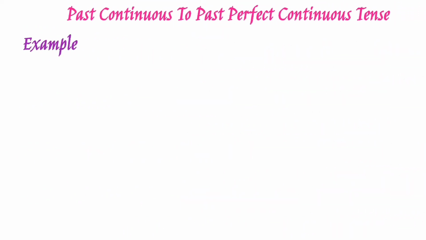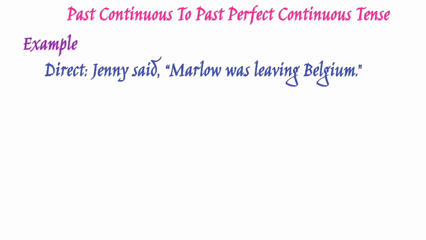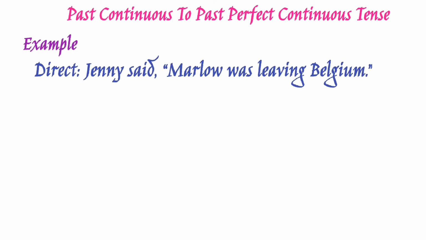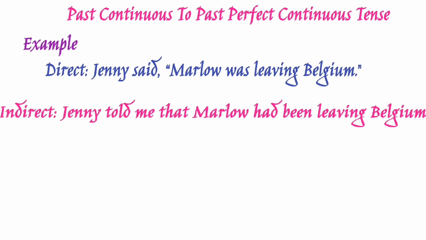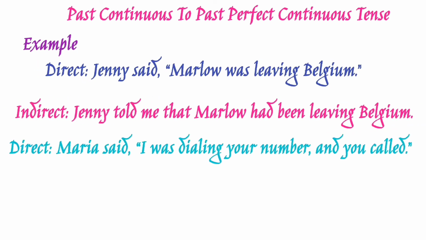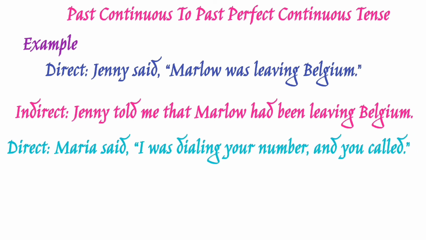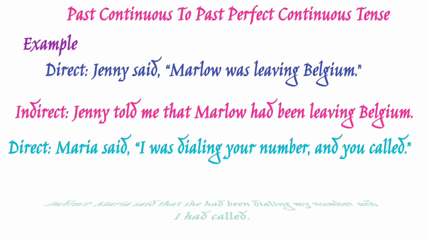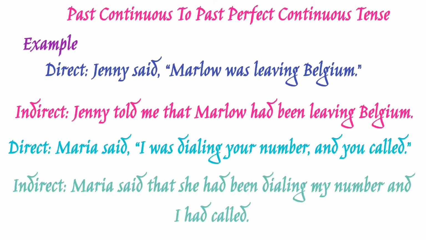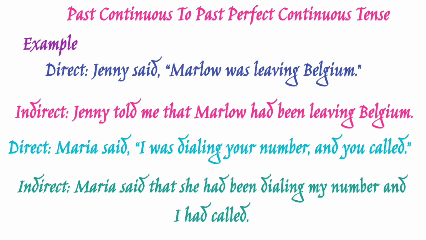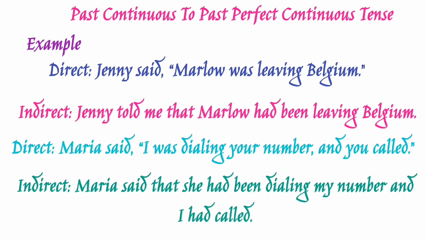Past continuous to past perfect continuous tense. Example. Direct: Jenny said, "Marlowe was leaving Belgium." Indirect: Jenny told me that Marlowe had been leaving Belgium. Direct: Maria said, "I was dialing your number, and you called." Indirect: Maria said that she had been dialing my number and I had called.